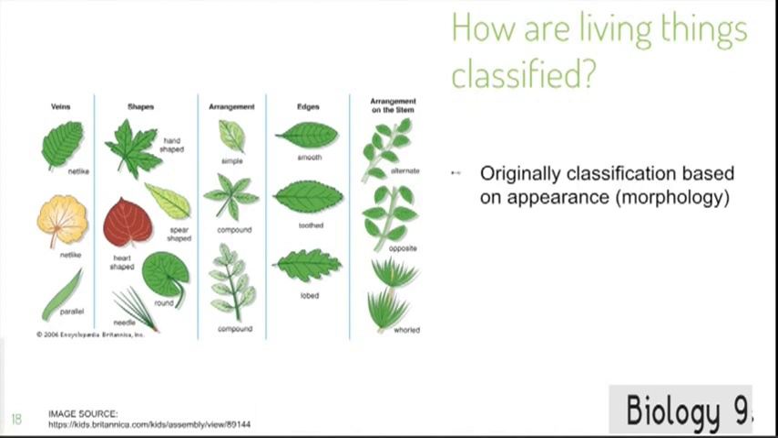Originally, things were classified this way, just based on the physical appearance or the morphology of the organism. Classification was based on just how different or similar these things looked. And in many cases, just by looking at an organism, you could generally tell if things are related.